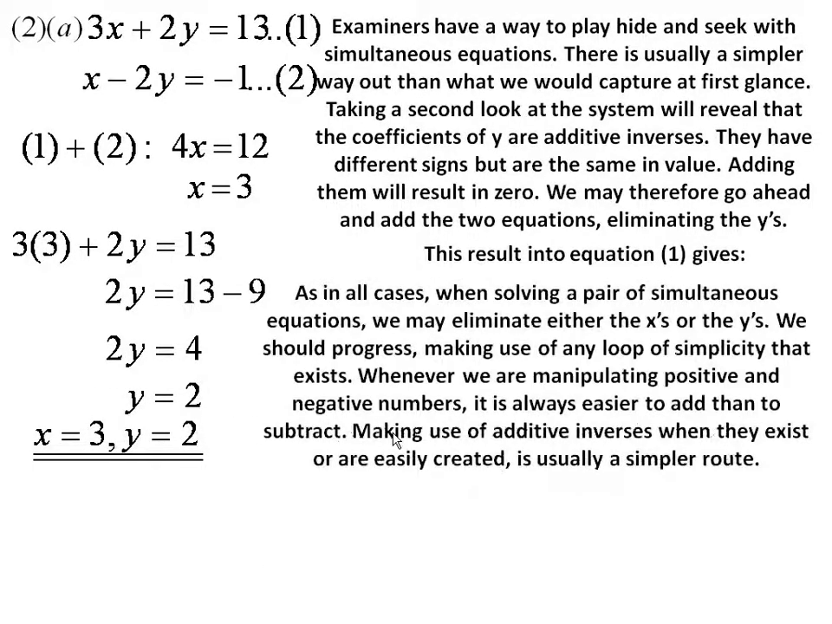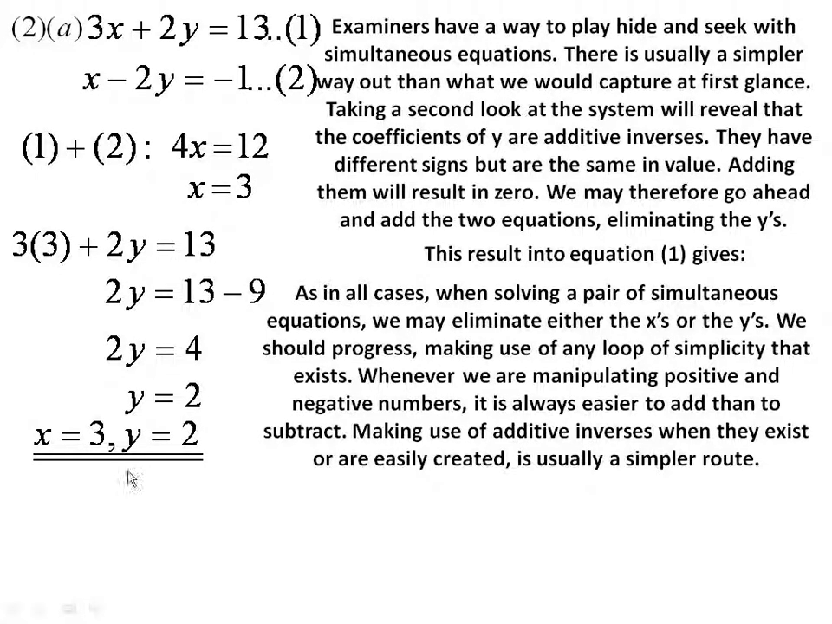As in all cases, when solving a pair of simultaneous equations, we may eliminate either the x's or the y's. We should progress, making use of any loop of simplicity that exists. Whenever we are manipulating positive and negative numbers, it is always easier to add than to subtract. Making use of additive inverses when they exist or are easily created is usually a simpler route.